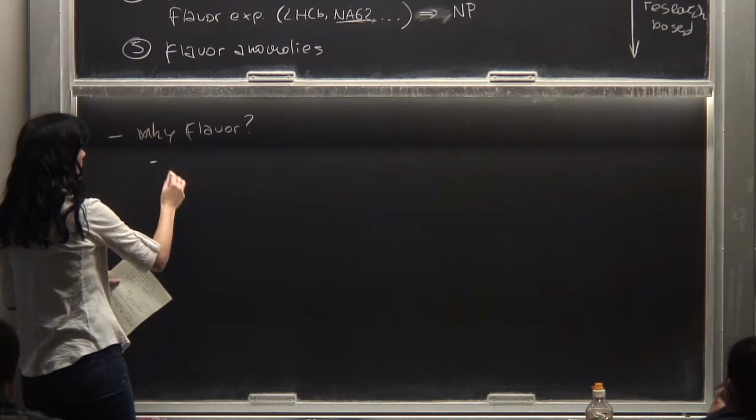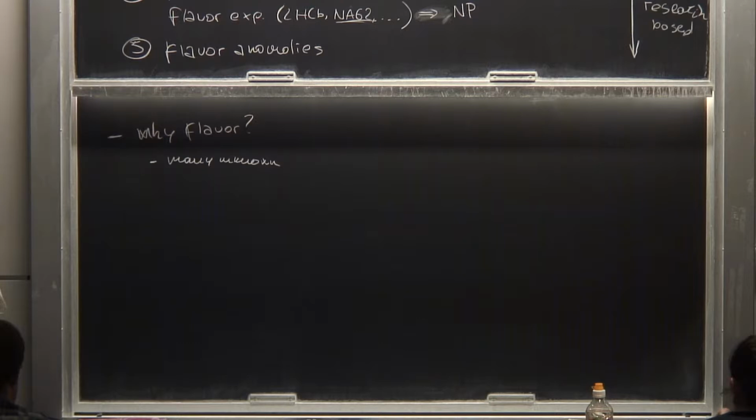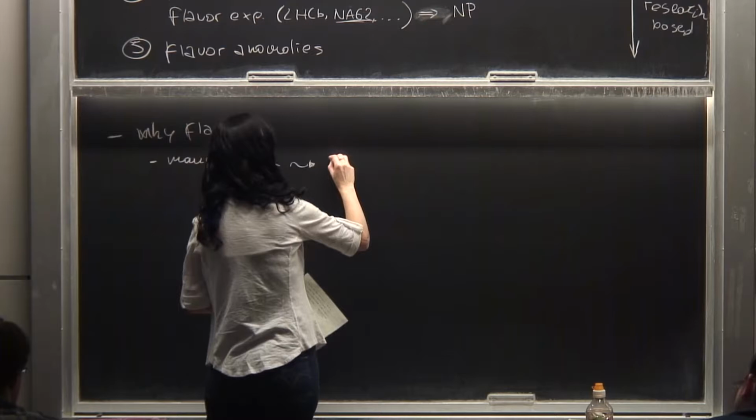First of all, there are many unknowns, as we'll see. So many things that we don't really understand theoretically. We can have tons of measurements, but from the theory point of view, it's hard to understand deeply why the measurements work as they work. And what we'll see today is what we call the standard model flavor puzzle.